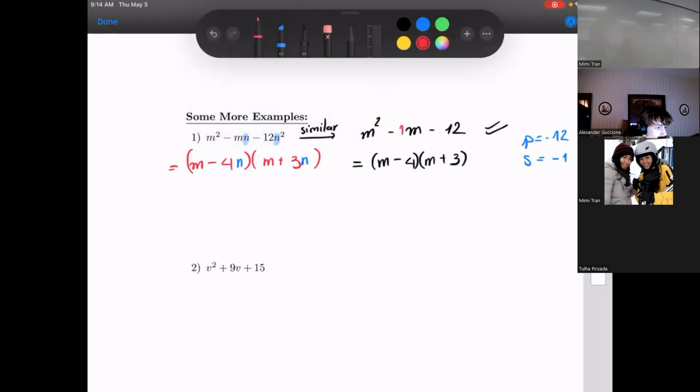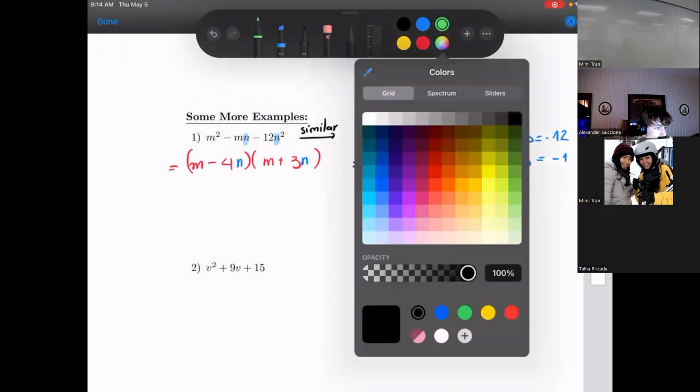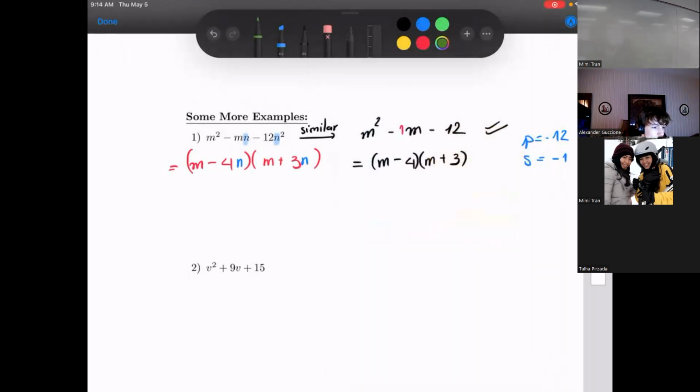If you want to double check, you can, right? So let's check. Maybe I'll check with dark green so that you can see. You can FOIL it, right? So m times m is m squared. M times 3n is 3mn. And then -4n times m is -4mn. And then -4n times +3n is -12n squared.